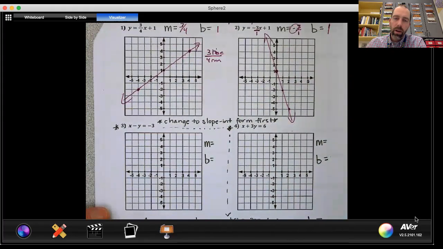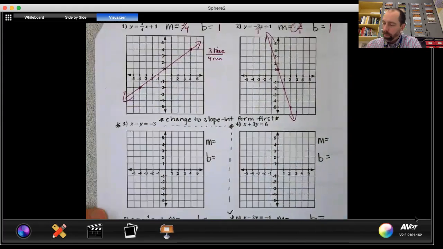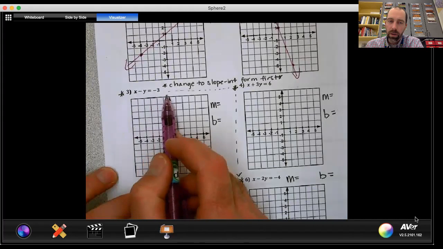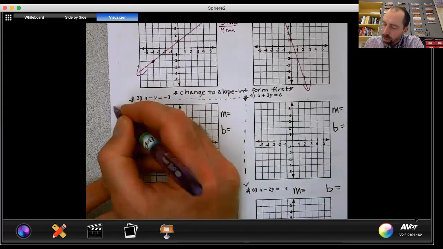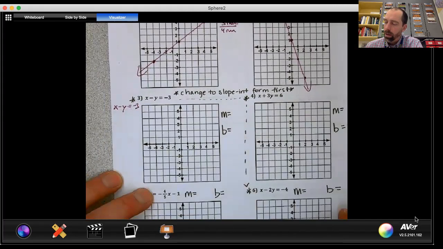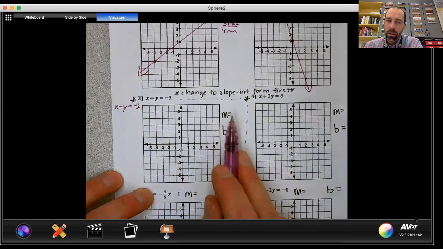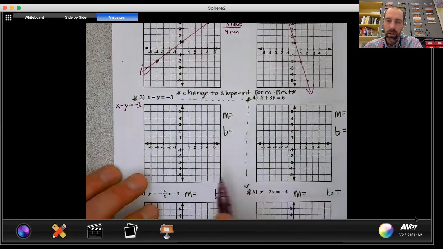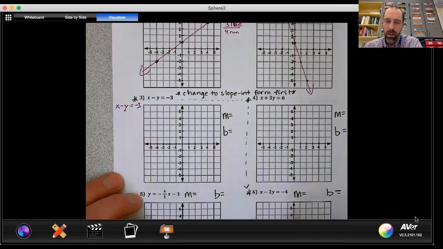Let's take a look at a couple that are in standard form. Here's the first example, x minus y equals -3. I'm going to rewrite that over here. There are 2 ways to graph this. One way is to find the slope and the y-intercept, which is what I'm going to show you right now. Another way is to make a t-chart and look for the x and the y-intercepts, and I can show you that too.